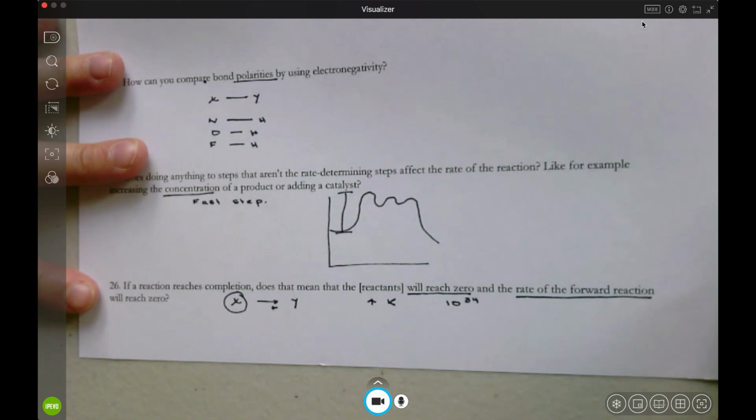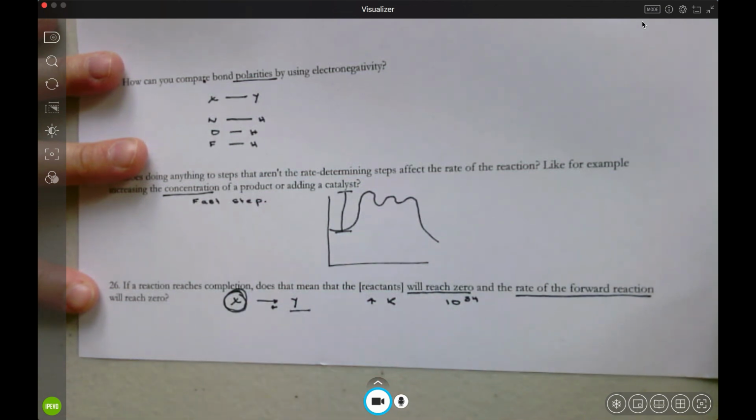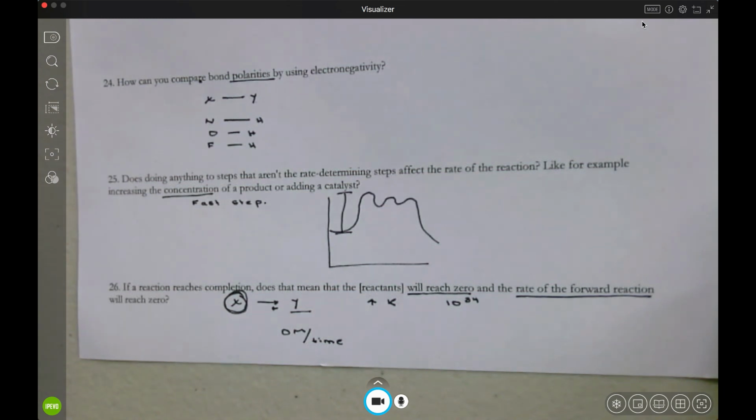That being said, the rate of your reverse reaction, initially, when you only have X and you have no Y at all, then yes, the rate of your reverse reaction starts out at 0 molar per whatever unit of time. And that's just because you have no products to begin with. But after that point, once you start, then you will always have some sort of a forward and some sort of a reverse reaction.